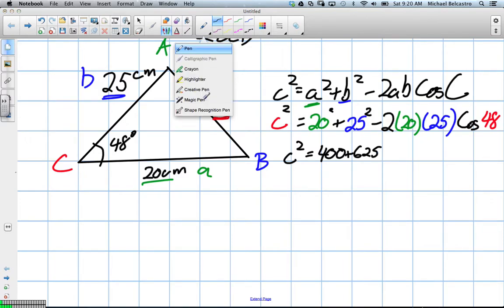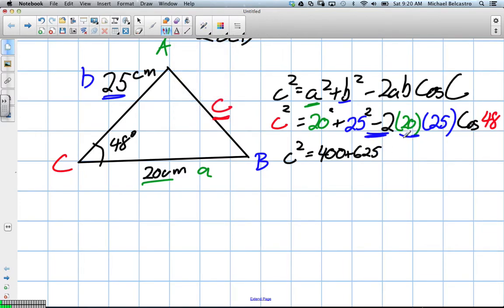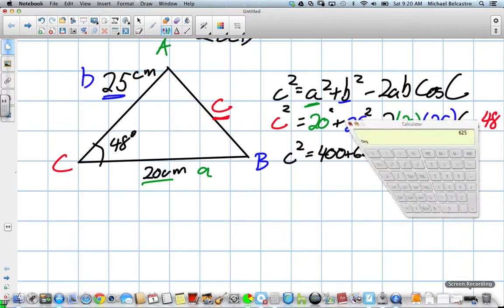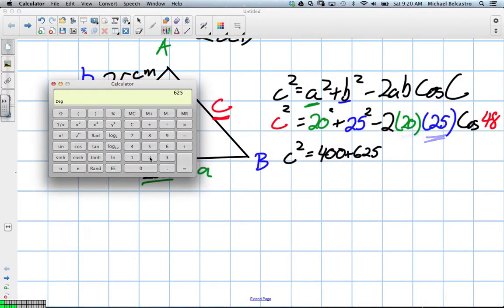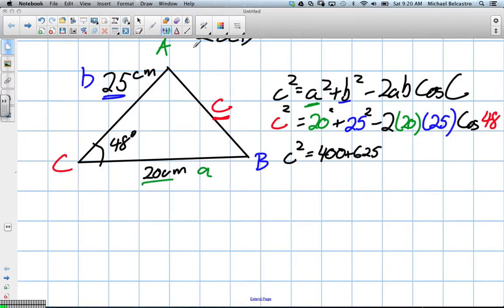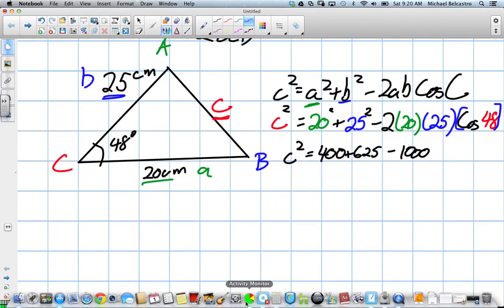And now I want you to think of this as negative 2 times 20 times 25, if we were to type it in the calculator. Okay? So we have 2 when it's negative, times 20, which will give us negative 40, times 25, negative 1,000. Okay? So think of it like it's negative 1,000 times cos 48, which is a value also, right? We can punch that into the calculator and get some decimal. So let's actually do that.